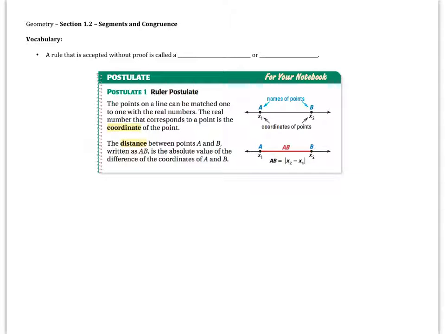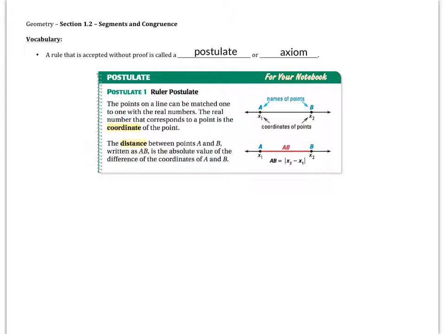So here in section 1.2, we're going to continue our talk about segments and go deeper into it, but also talk about congruence. So to start, we are going to begin with vocabulary. A rule that is accepted without proof is called a postulate or axiom. You're very rarely going to use the word axiom, though. You're not going to see that used very often in our textbook or in class. Typically, we're going to call these postulates.